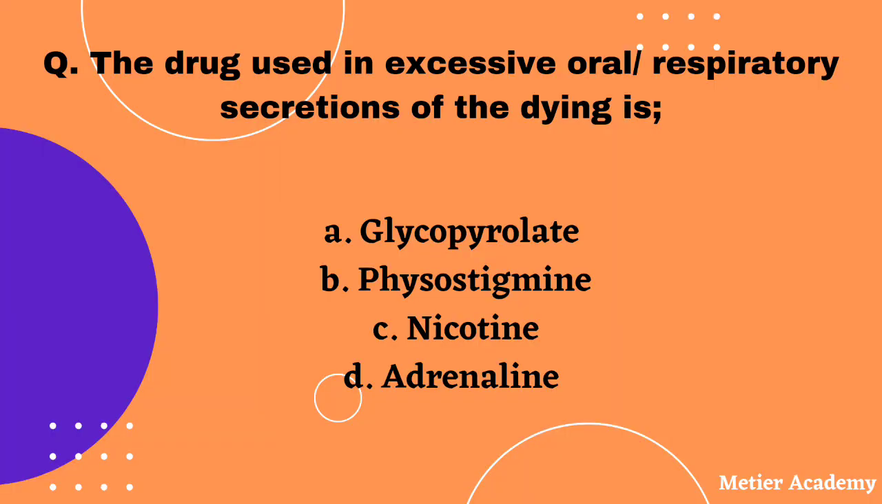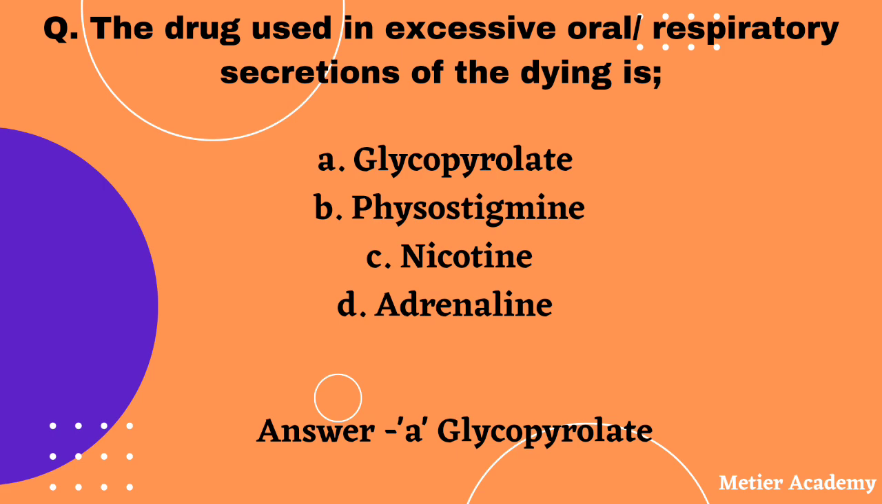The first question is, the drug used in excessive oral or respiratory secretions of a dying patient is? The options are glycopyrrolate, pyridostigmine, nicotine and adrenaline. And here the correct answer is option A, glycopyrrolate.